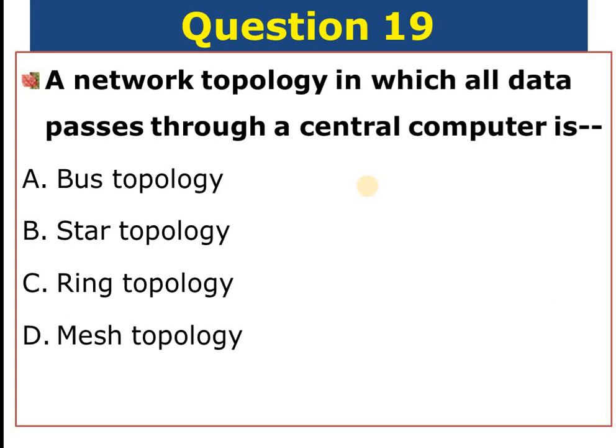Question number 19. A network topology in which all data pass through a central computer is A. bus topology, B. star topology, C. ring topology, D. mesh topology. Choice B is the answer. Star topology is a network topology in which all data pass through the central computer.